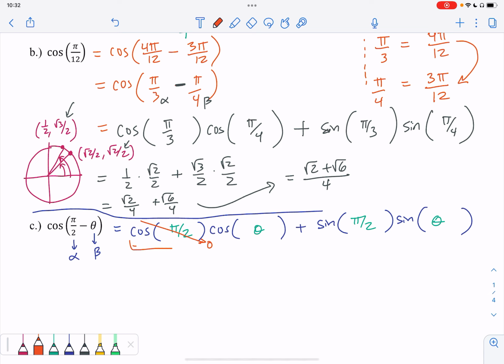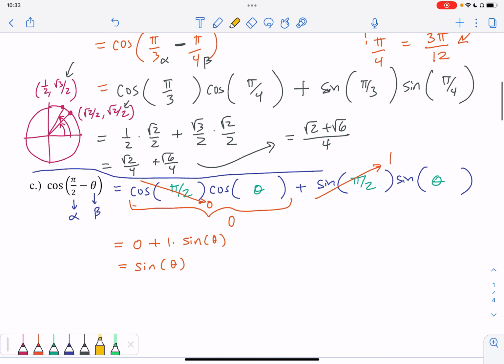I can see that 0 times the cosine of theta, really cosine of anything, 0 times anything is just 0. Okay, let's keep going. Sine of pi over 2, this whole thing is just 1. So what do I get? Well, I get 0 plus 1 times the sine of theta, which is really just the sine of theta. Now what's neat here is I've stumbled upon a cofunction identity.